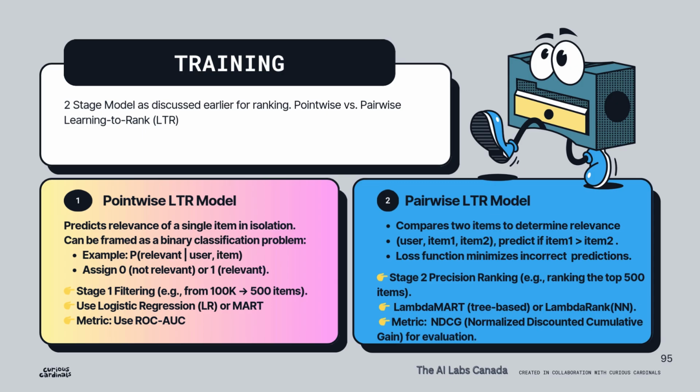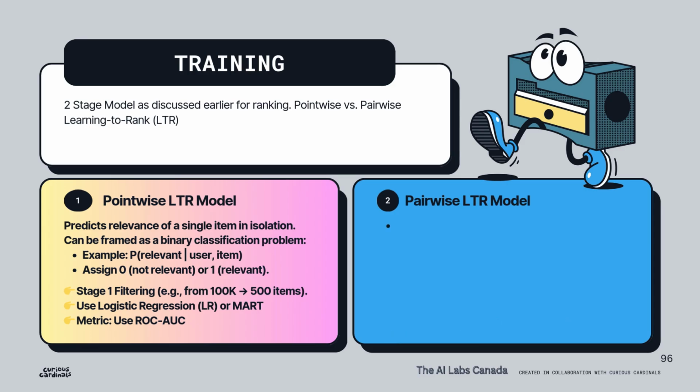So this way we can filter out a lot of the items from 100,000 to just 500. And for this we will be using logistic regression or MART. Then we'll be using a pairwise LTR model for precision ranking.